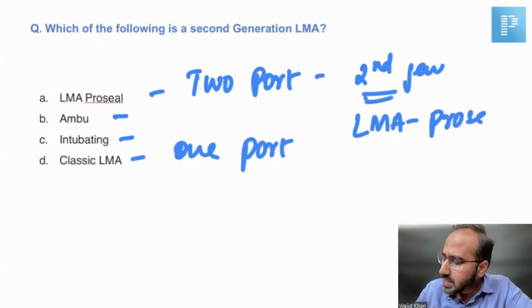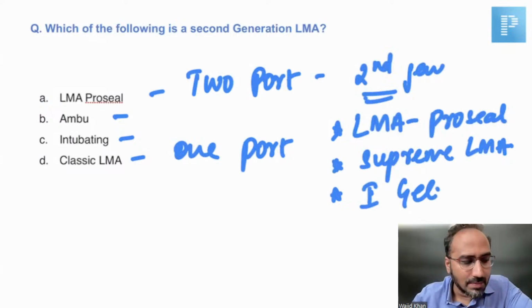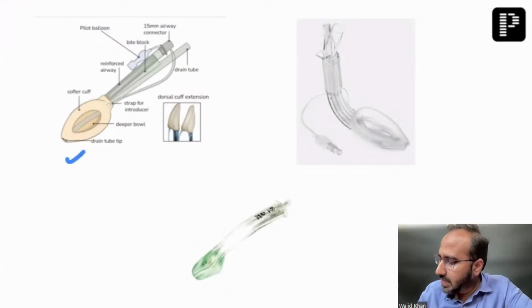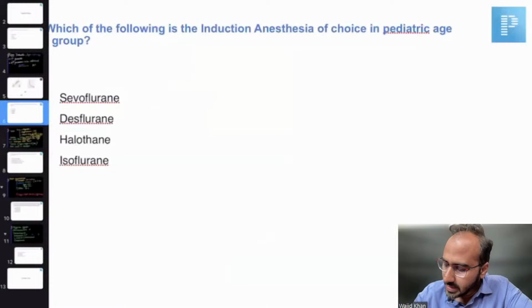Apart from LMA ProSeal, we have Supreme LMA, and apart from Supreme LMA, we have iGel. iGel is an LMA which is without any cuff. So in second generation, you have ProSeal, Supreme, and iGel. As you can see in these pictures, you have ProSeal, you have the LMA Supreme, and this is the iGel. So in second generation, you have these LMAs.